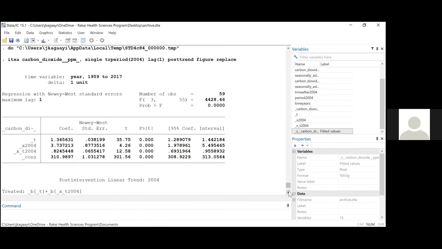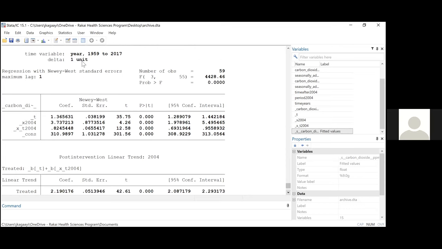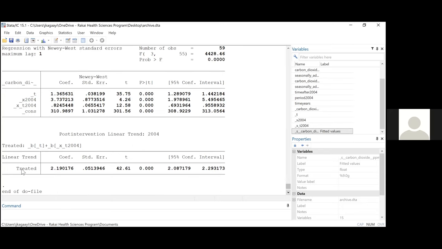But the thing that it's doing is it is controlling for autocorrelation using lag one. If you see maximum lag one. So lag one is what it is going for. So the addition it gives us is this treated. Where it automatically, have you done a lincom command in Stata? Not really. No, you have. Definitely you have in a multiple linear regression.